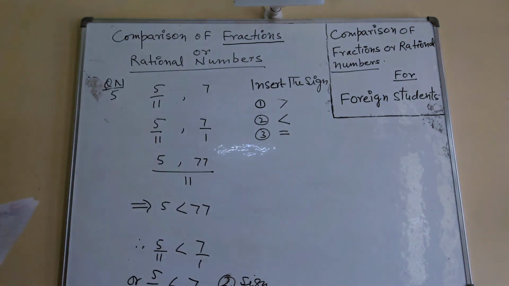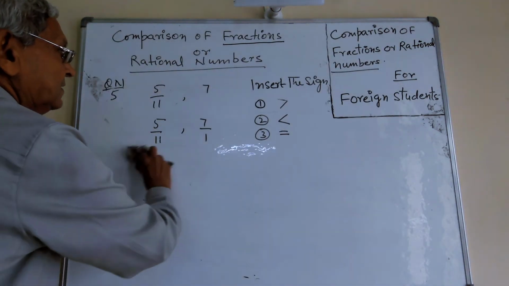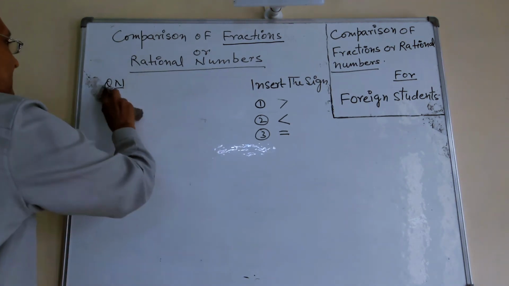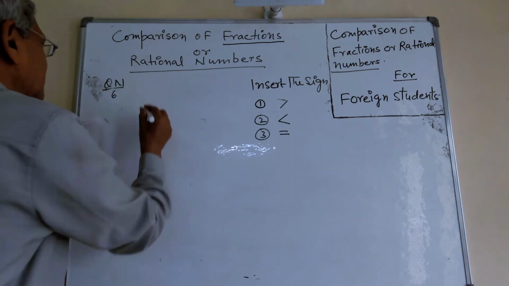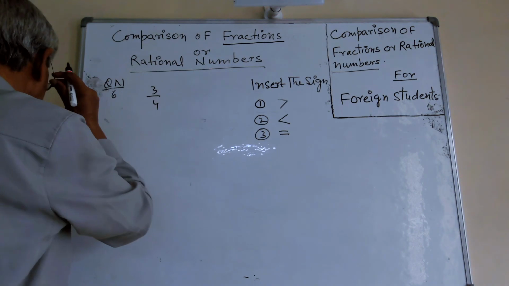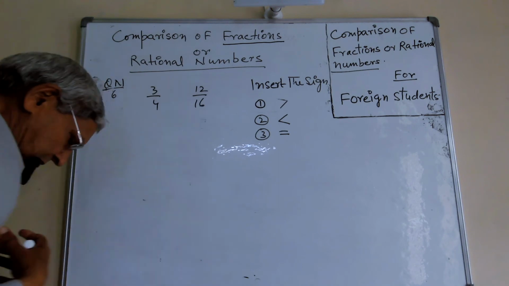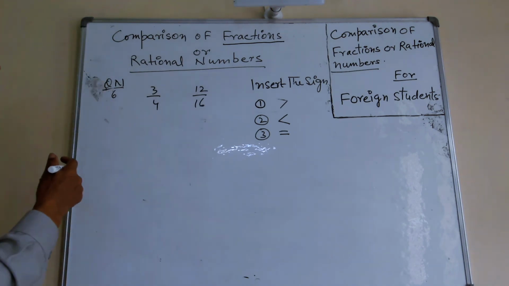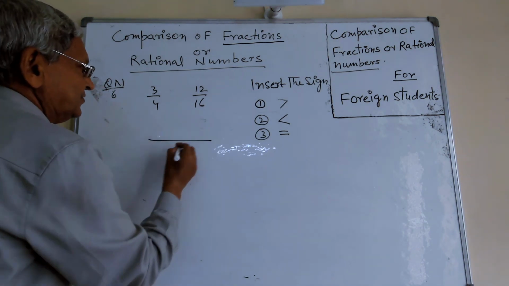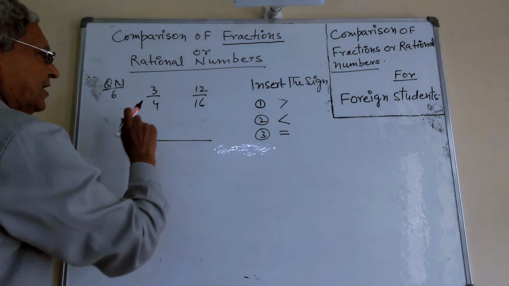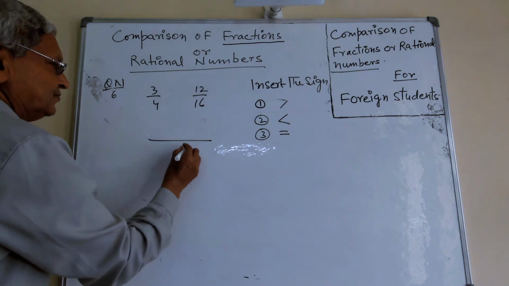So, my dear students, I am taking the next question, sixth example. You see here, sixth example, 3 by 4 and 12 by 16. Take the LCM of 4 and 16. Here, 16 can be divided by 4. Therefore, the LCM of 4 and 16 is equal to 16.